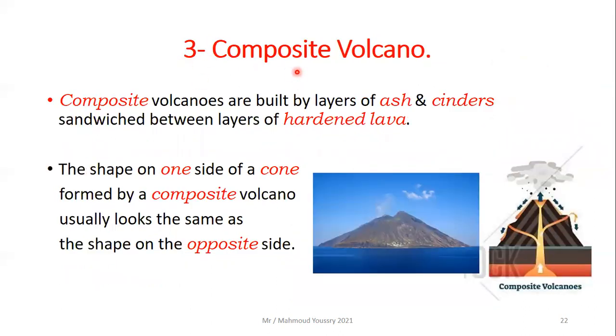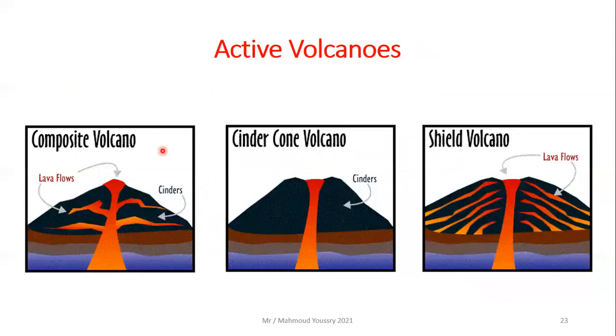The third type of active volcanoes are composite volcanoes. Composite volcanoes are built in layers of ash and cinders, sandwiched between layers of hardened lava. As you can see, the shape on one side of a cone formed by a composite volcano usually looks the same as the shape on the opposite side. So from all the sides, they look the same. These are the three types of volcanoes: the shield volcano, broad base and gently sloping sides; the cinder-cone volcano, narrow base and steeper sides; and this is the composite volcano.